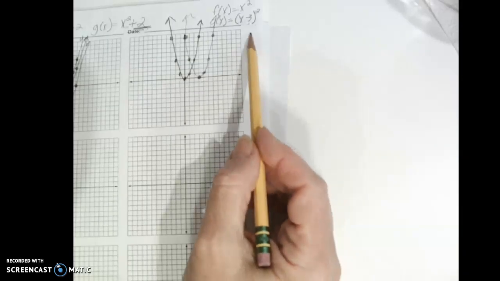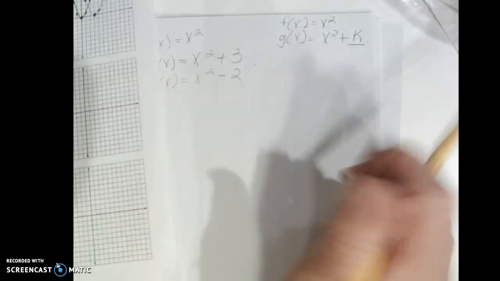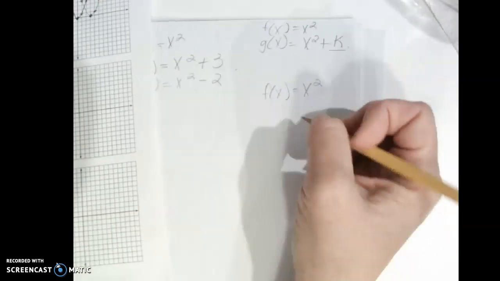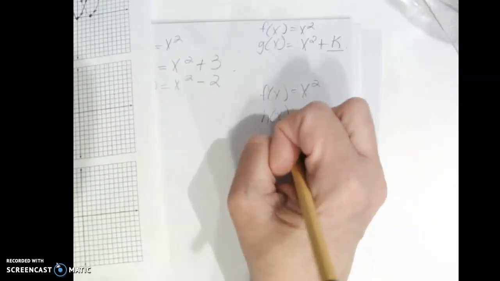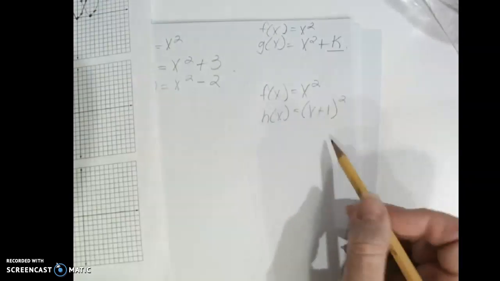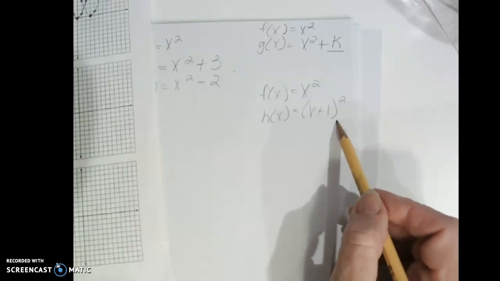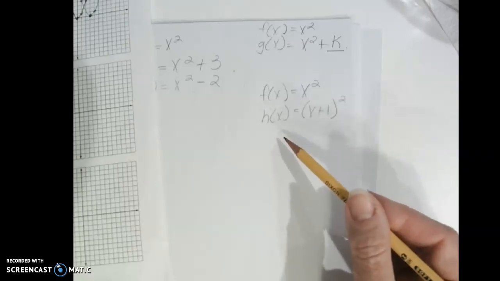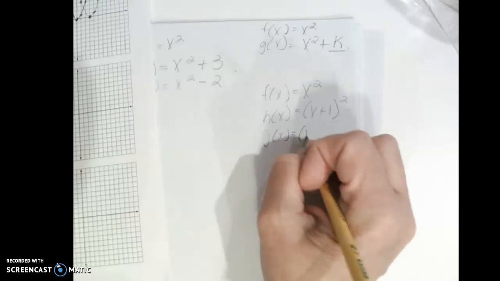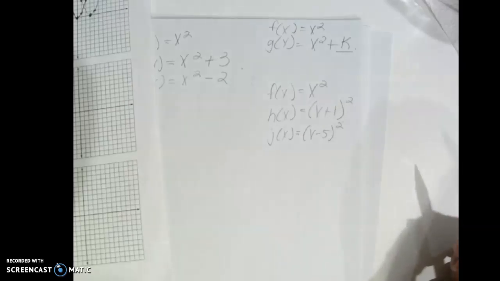If this were a positive number in here, if I had, again, we're starting with f of x is equal to x squared. If I had h of x is equal to (x plus 1) quantity squared, we're adding 1 in here. What do you think is going to happen? It's going to move 1 to the left. If I had j of x is equal to (x minus 5) quantity squared, it is going to move 5 to the right.